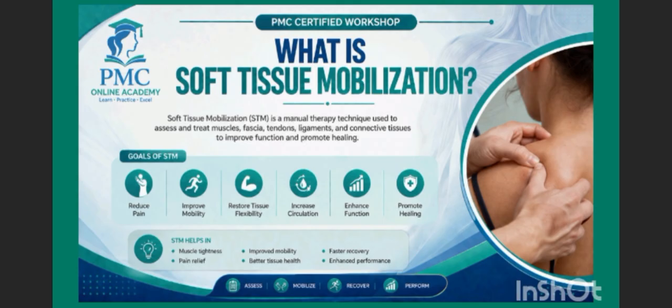One important point to remember is that soft tissue mobilization works best when it is combined with other evidence-based interventions such as therapeutic exercise, stretching, patient education, and posture correction. Manual therapy alone is rarely enough to achieve long-term results. Okay, now that we understand what soft tissue mobilization is and why we use it, let's move to the next slide and review the soft tissue anatomy that every physiotherapist should know before performing these techniques.